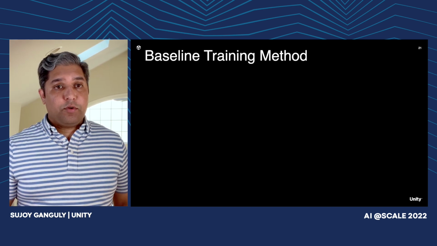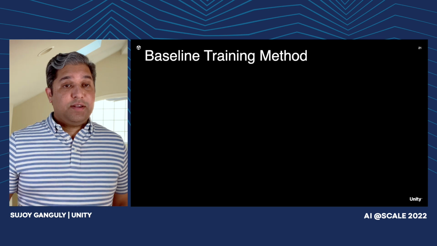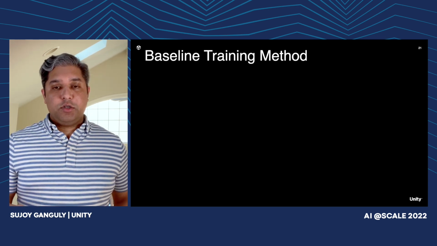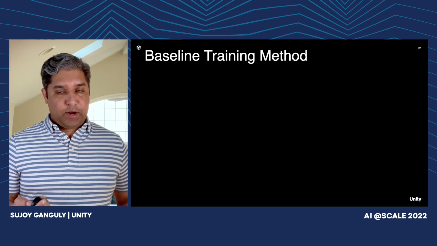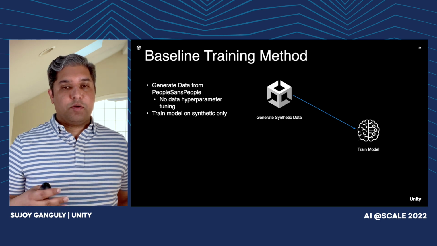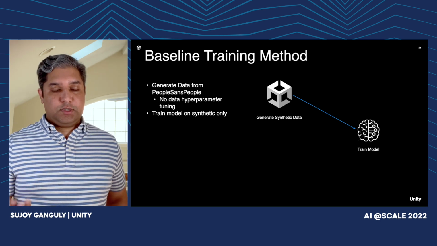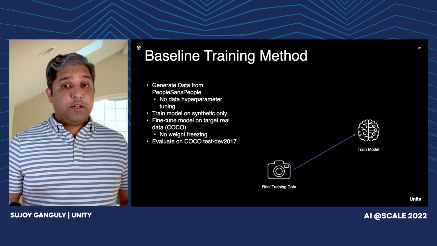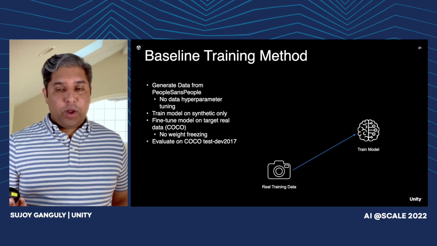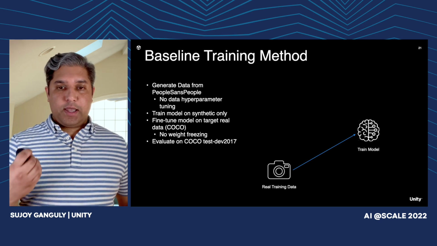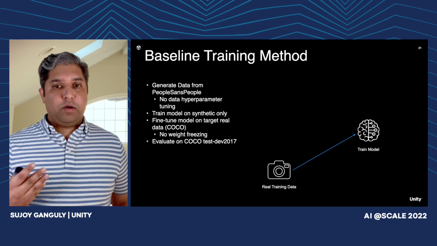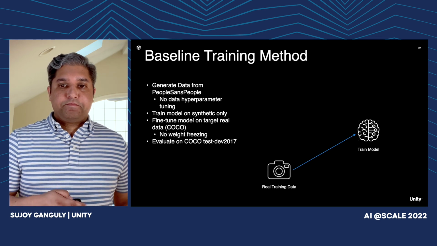Now, to see whether these wildly diverse data and default parameters are actually useful, we're going to do a very simple baseline training experiment. We're going to generate data from People Sans People using the default parameters and train a model from scratch using synthetic data. We're then going to fine-tune the model on the target real-world data, in this case, COCO. There's not going to be any weight freezing or clever tricks here, just standard pre-training and fine-tuning. And then we're going to evaluate, to start with, on the COCO test data set.